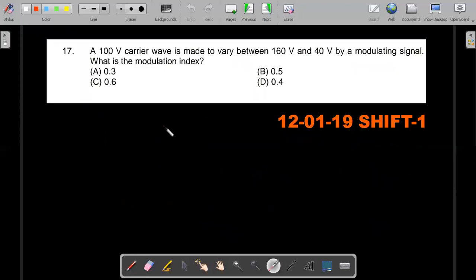Next, amplitude modulation. A 100 volt carrier wave is made to vary between 160 volt and 40 volt by a modulating signal. Always modulating signal means message signal. What is the modulation index? Okay, right. So here's the solution for that.